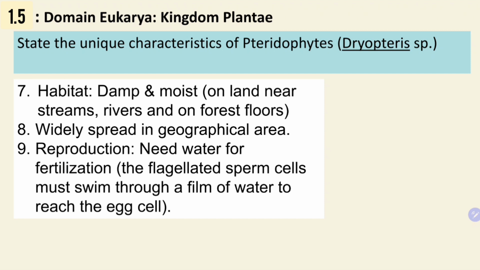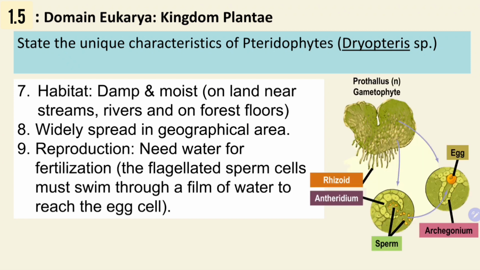Number 9, reproduction. Similar to Bryophytes, Pteridophytes also need water for fertilization because the flagellated sperm cell must swim through a film of water to reach the egg. So similar to Bryophytes, the prothallus or the gametophyte has structures known as archegonium and antheridium. The antheridium will undergo mitosis to produce sperm. The archegonium will undergo mitosis to produce egg. So for the sperm to fertilize the egg, it needs water.